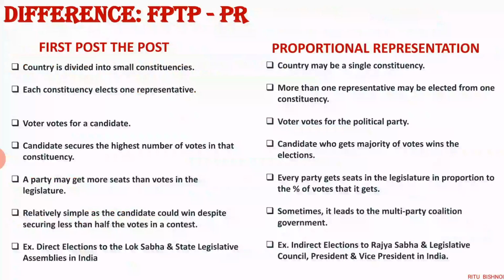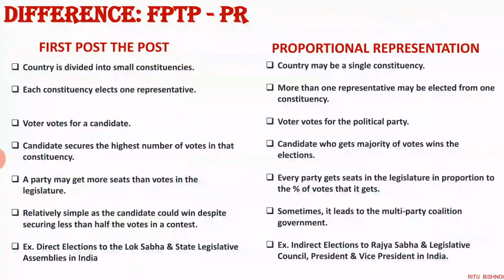In proportional representation system, the entire country may be a single constituency or more than one representative may be elected from one constituency. Voter votes for the political party and to win more than 50% of votes are required. Hence, every party gets seats in proportion to the percentage of votes that it gets. First past the post system is a simple voting system, whereas proportional representation is a complex system.